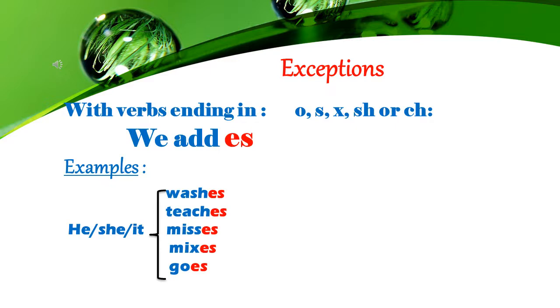He, she, it mixes. خلط العجين or المقادير, for example, mixes. I mix the ingredients. He, she, it goes. ذهب to go, the verb to go.